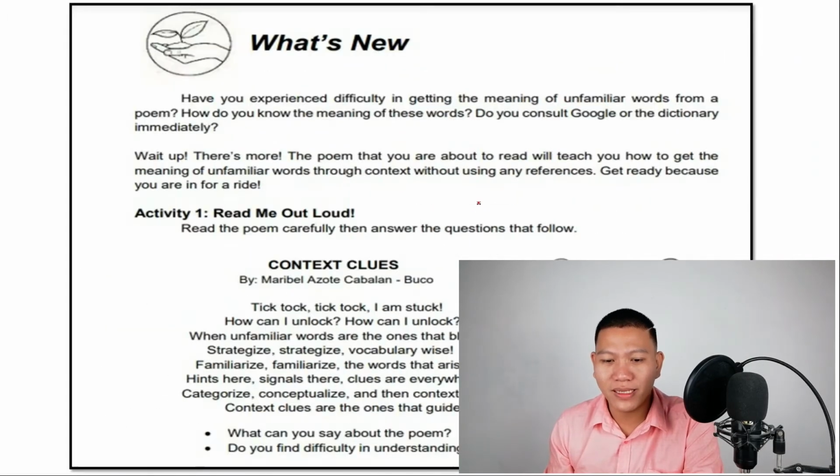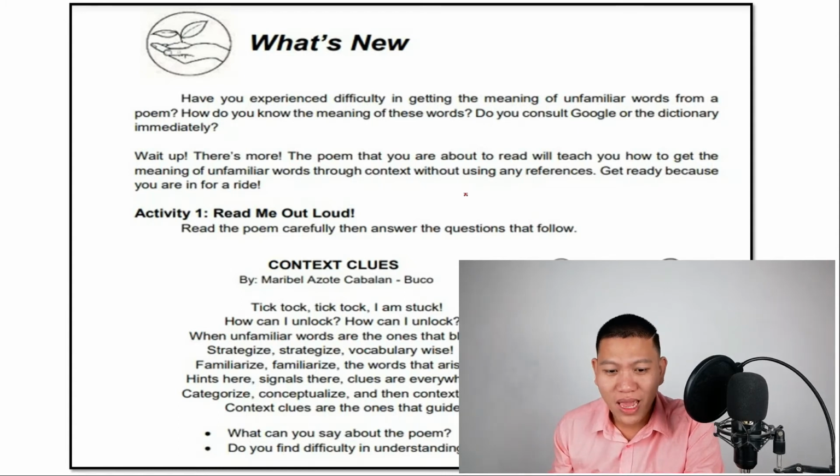The title of the poem is Context Clues by Maribel Azote Cabalan Buko. Tick tock, tick tock, I am stuck. How can I unlock? How can I unlock? When unfamiliar words are the ones that block. Strategize, vocabulary-wise. Familiarize, the words that arise. Hints here, signals there, clues are everywhere. Categorize, conceptualize, and then contextualize. Context clues are the ones that guide.